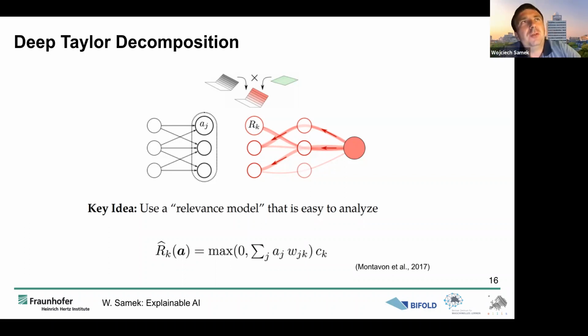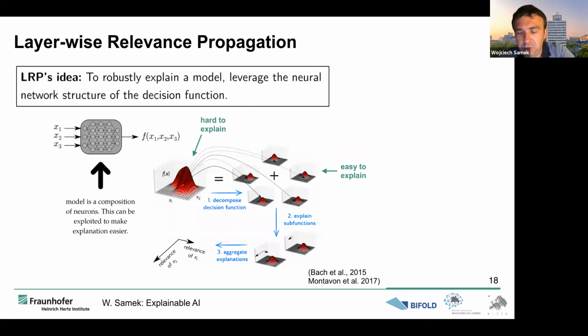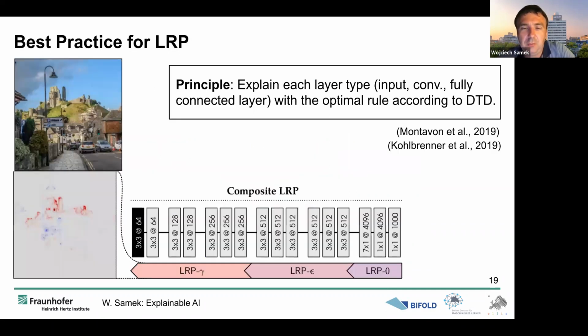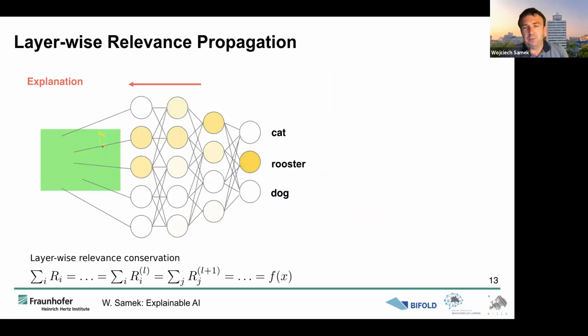In some sense you don't have an error, because you are redistributing the value. You're not fitting anything. You're redistributing the value according to the assumptions you make about the root point, for example. This gives you a propagation rule, and in the end you will have a redistribution which is conservative.